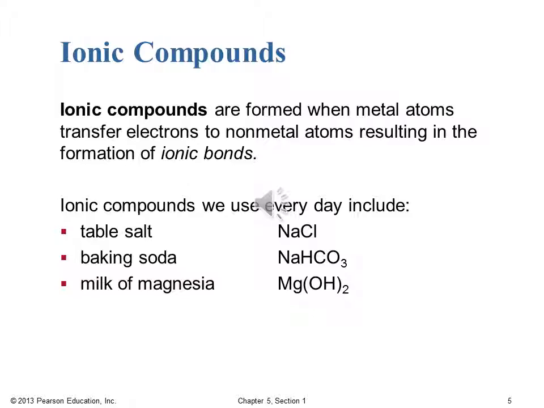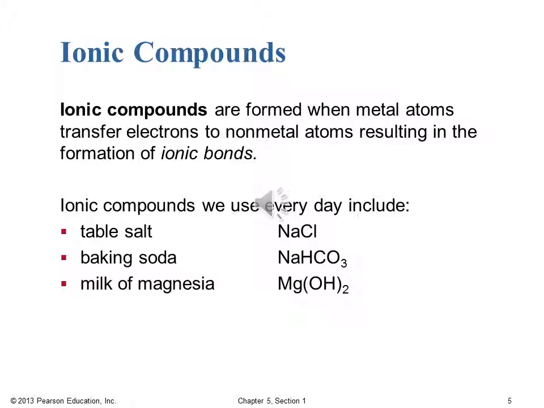So we have a full transfer of electrons. Some common ionic compounds: table salt. If you think of it, a sodium atom and a chlorine atom came together, and that sodium atom gave up its one valence electron to the chlorine, which was lacking just one from having an octet. And now you have an Na+ and a Cl-, and they're both very happy and much more friendly to us as human beings than if you had sodium metal and chlorine gas.